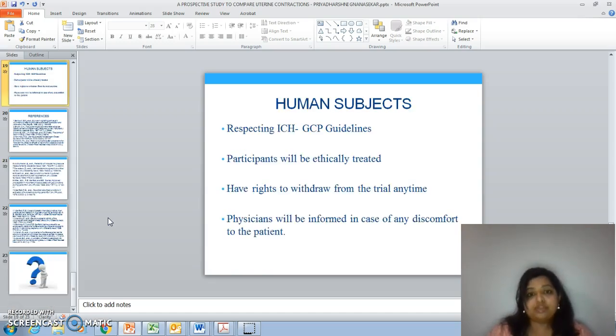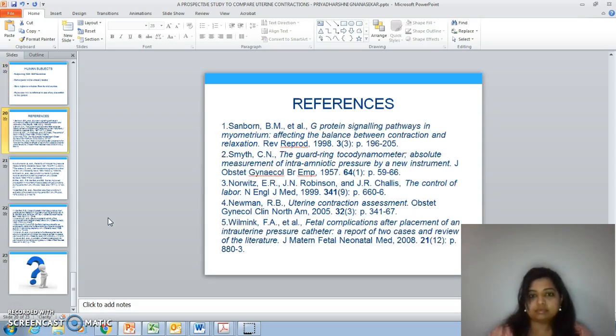We respect and agree to the ICH GCP guidelines. Participants will be ethically treated. They have the right to withdraw from the trial at any time. Physicians will be informed in case of any discomfort to the patient.